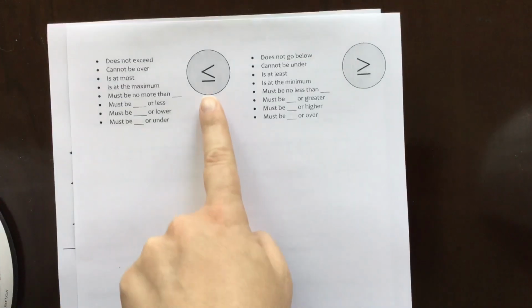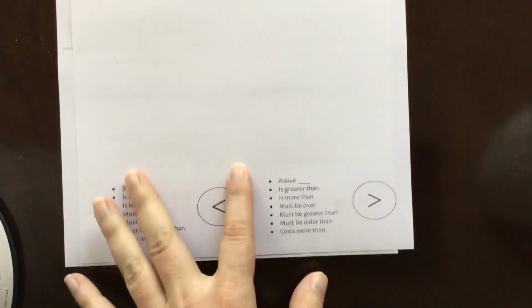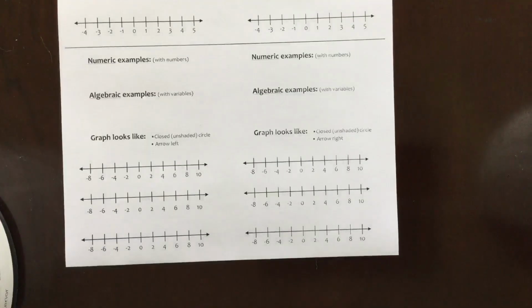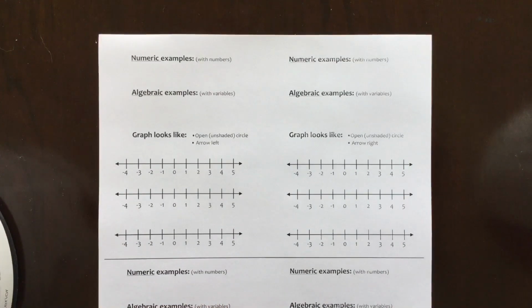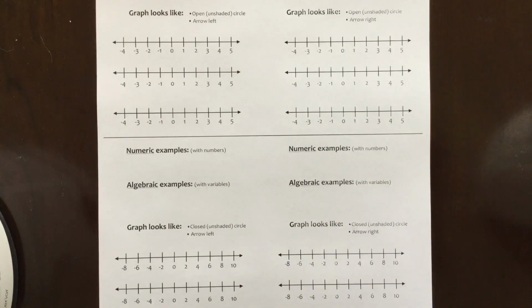One page has the inequality symbols and some keywords and key phrases that are associated with that. And then the other sheet looks really repetitive, but there will be several examples that are gone through. And it has 4 different quadrants, if you will, and they all have numeric examples, algebraic examples, and what it would look like on a graph.